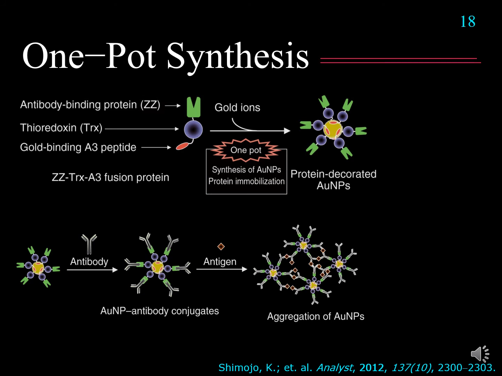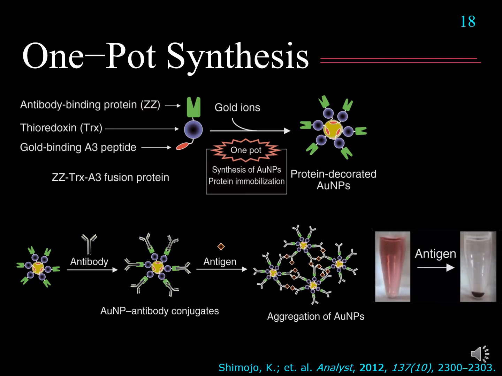Instead of synthesizing gold nanoparticles using chemical reduction and then surface modifying afterwards, we can do it in just one-pot synthesis, step by step, adding the first component, then the second component, then the third component and so on. So as you can see, again, the antigen can initiate the aggregation of the gold nanoparticles. So what you can see is the colloidal gold solution, red in color, is now precipitated out as a red solid, leaving the solution as a colorless clear liquid.